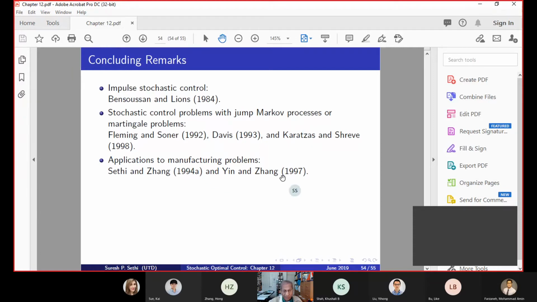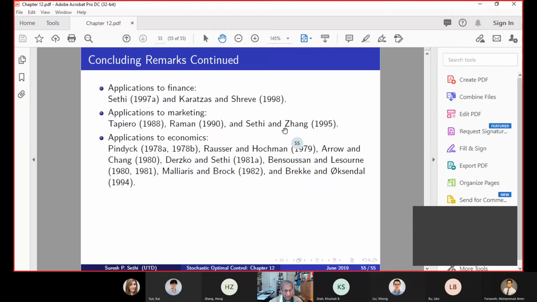There's the application to manufacturing problems. Sethi and Zhang have a whole book on that. Yin and Zhang were both my postdocs. They have another book. In finance, there's my book here, and there's a huge book by Karatzas and Shreve, which is a definitive book on Brownian motion, diffusion processes and stochastic control. It has an application in finance. For the marketing application, I don't know why I didn't put my own Sethi, because it's already covered in this. So these are the other references.